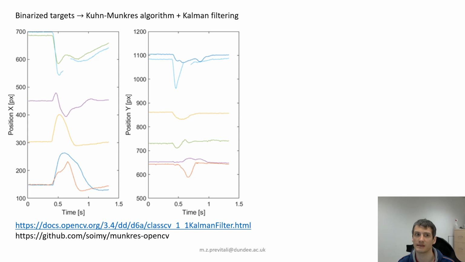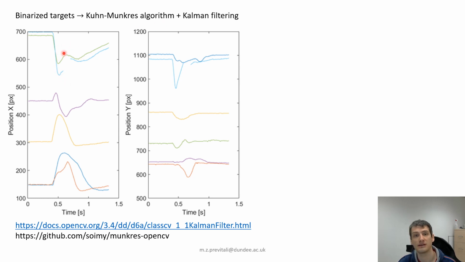Okay, after the target has been binarized, the Munkres algorithm is used to assign a set of tracks in order to establish relationships between points highlighted in each different frame and to obtain a continuous deformation instead of having random points without any specific spatial correlation between each other.